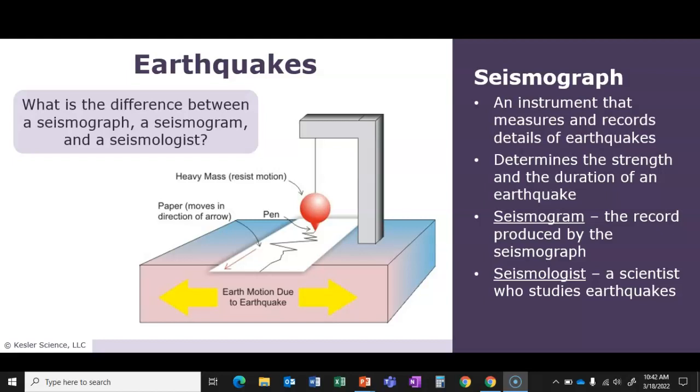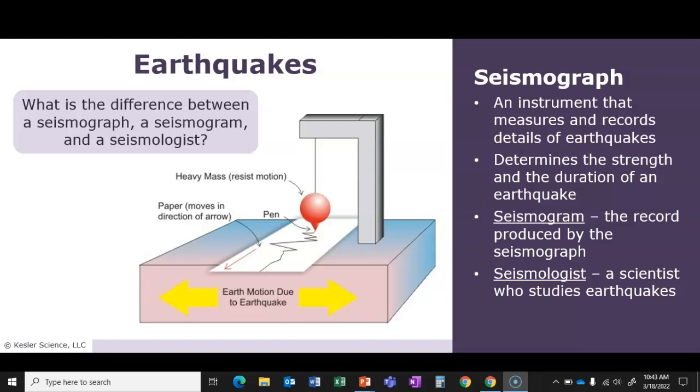It helps scientists to be able to figure out the strength of the earthquake, depending on how wide those markings are. It also helps to show how long the earthquake lasted, what was its duration. Did it last for a few seconds? Did it last for a minute, 2 minutes, 5 minutes? That would be a really bad earthquake.